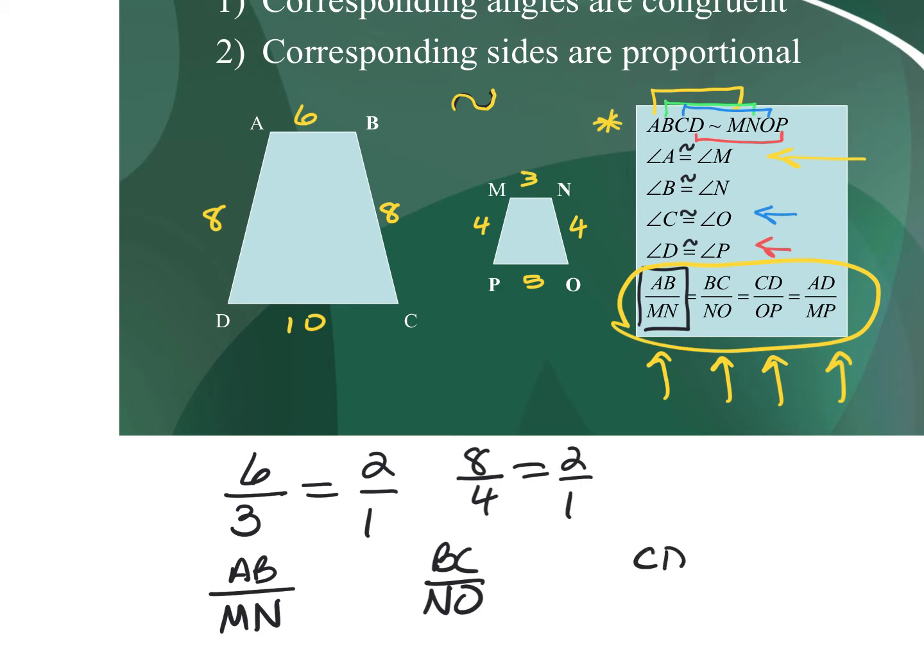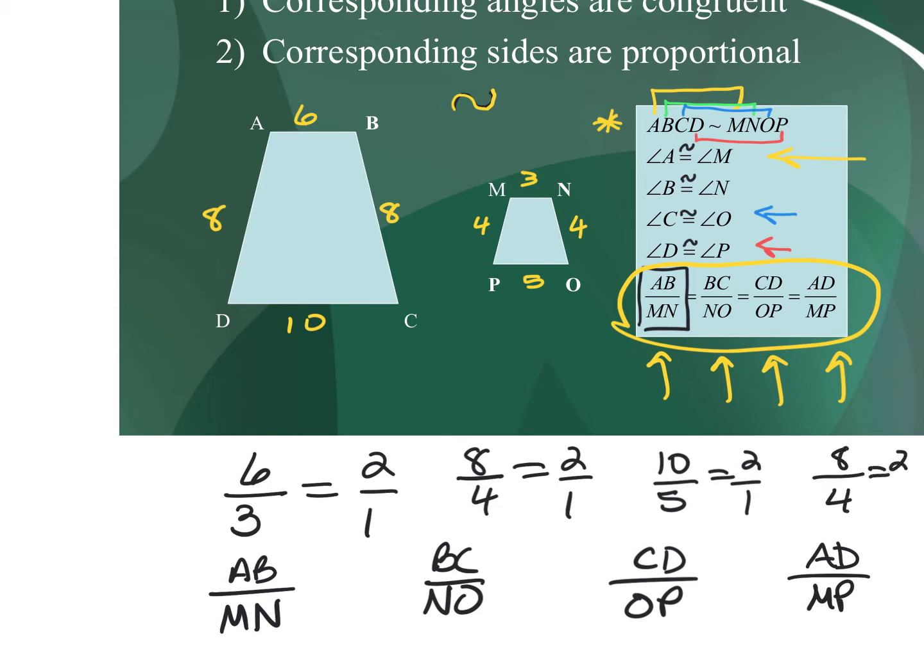And then if I take the CD over OP, CD is 10, OP is 5. It also reduces 2 to 1. And then the last one, AD over MP. AD is 8, MP is 4, and it also reduces 2 to 1. If these did not simplify to the same ratio, then these would not be similar polygons.